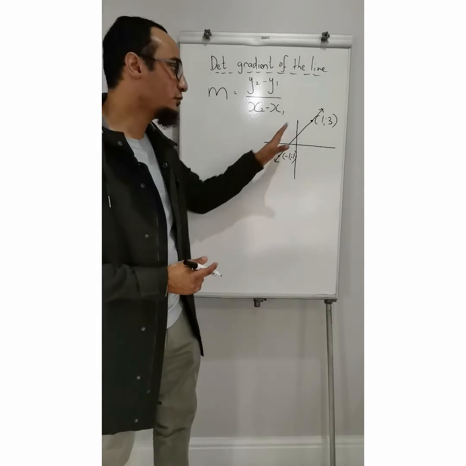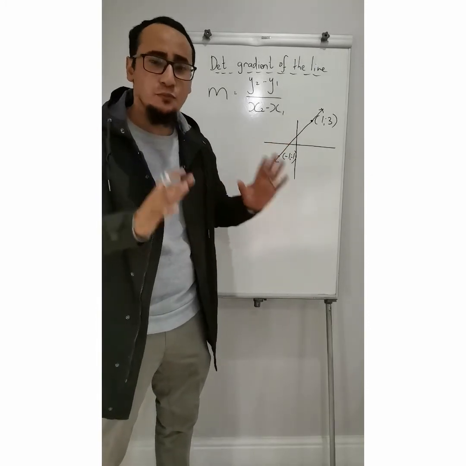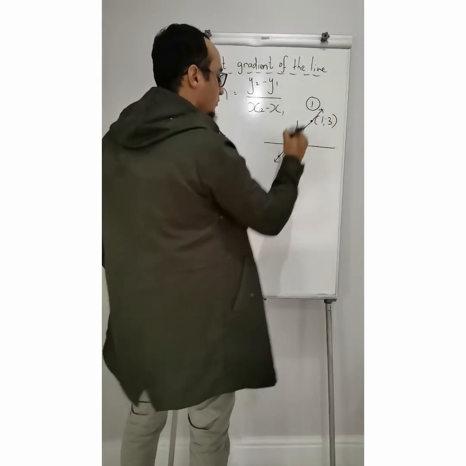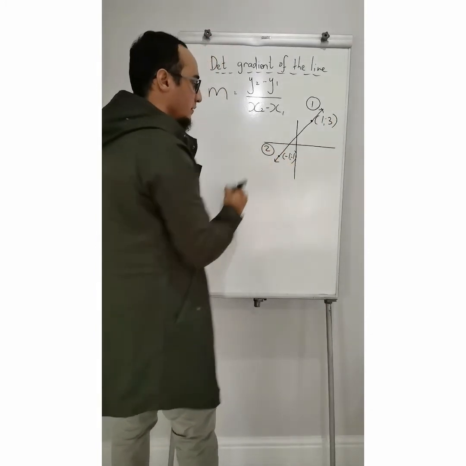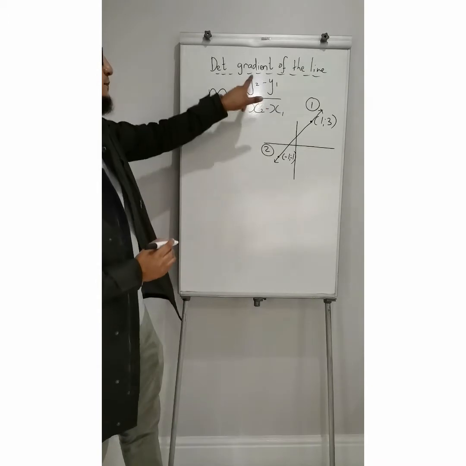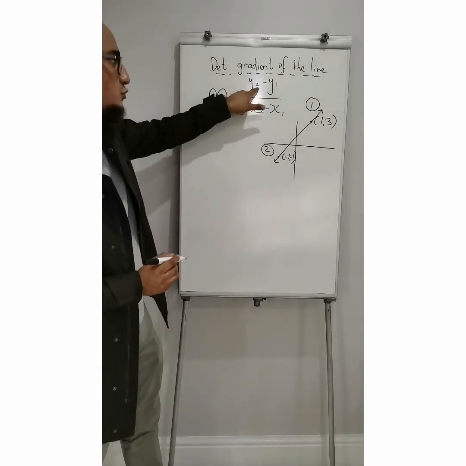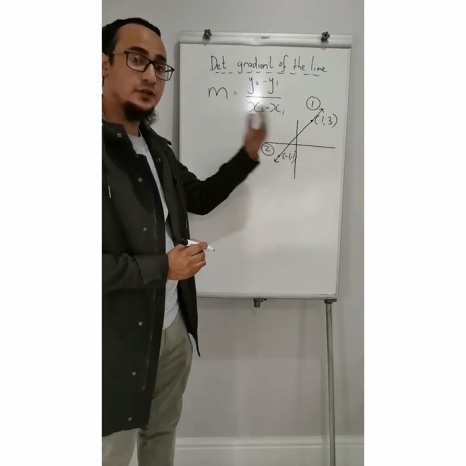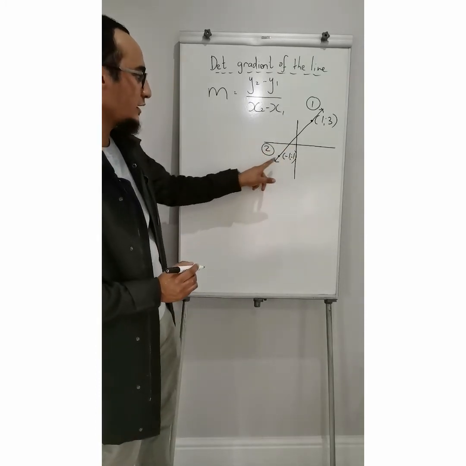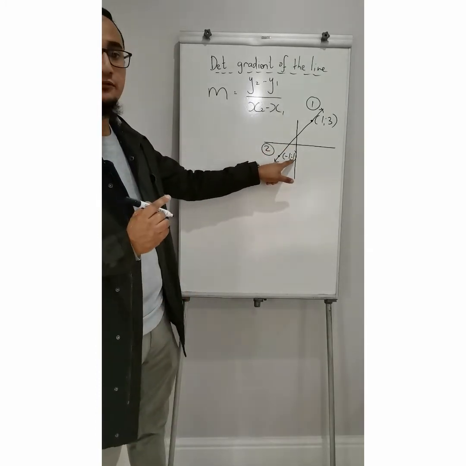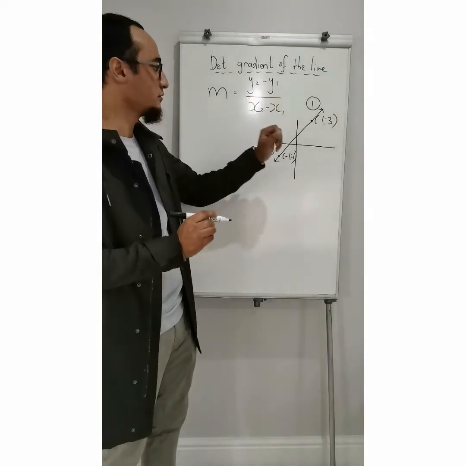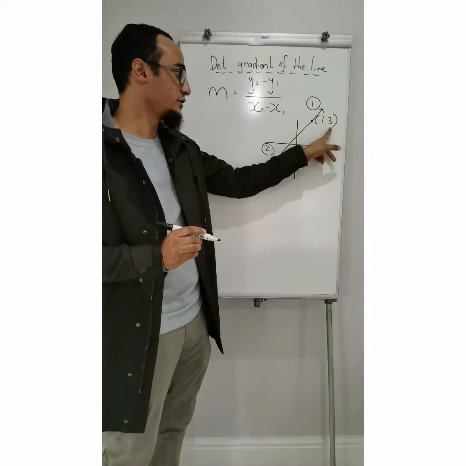So I have 2 points. You may take any 2 points on your graph. Okay, the top one I like to make point number 1, and the bottom I like to make point number 2. So y2 basically means what's the y value at point number 2. There's point number 2, and what's its y value? Negative 1. Y1 basically means the y value at point number 1, which is 3.